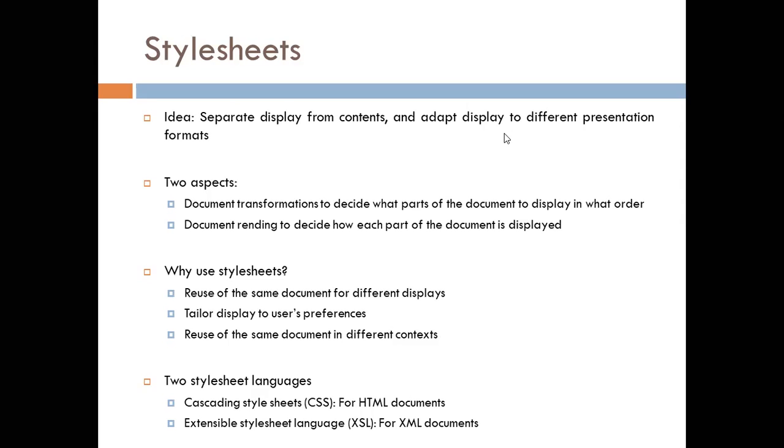So there are two aspects to this. Document transformation decides which part of the document to display in what order, and document rendering will decide how each part of a document is displayed, in which color the text has to be displayed, whether it should be at the right side or left side, what should be the margin, what is the padding distance. What is the font size, those things will be decided by the style sheet.